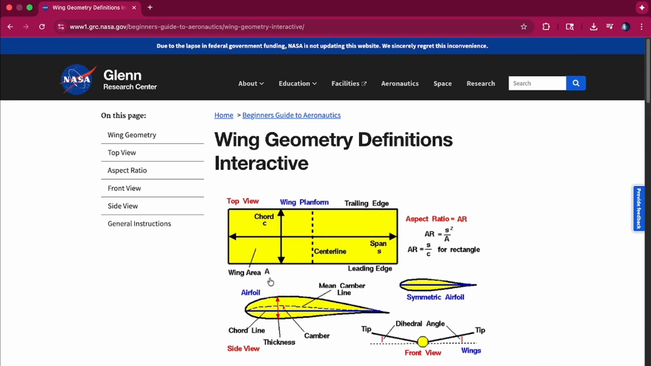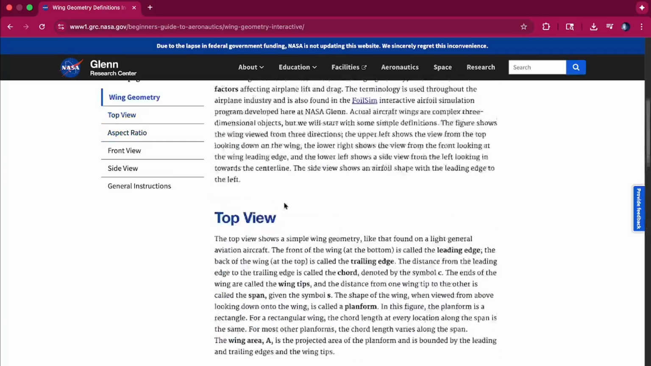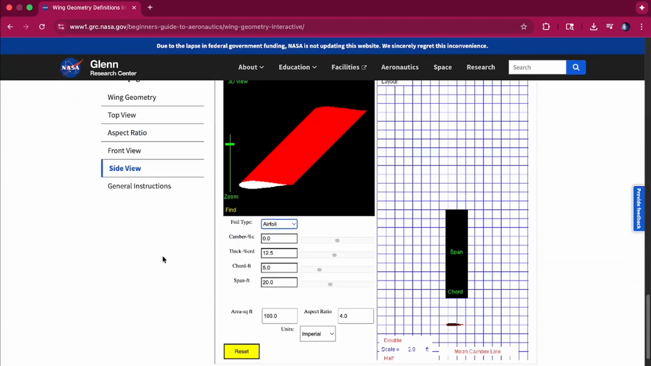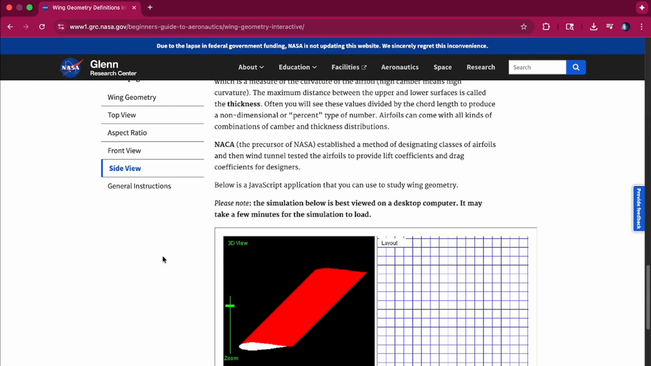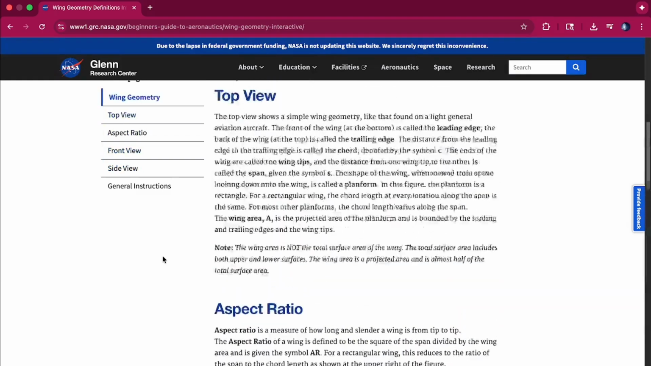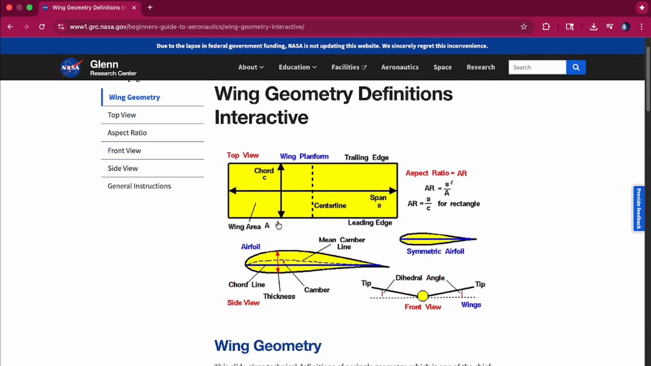This is just terminology, really, how wing geometry works. We have this wing planform. This is the distance of the chord, and this is the span, how big the wing is essentially. The center line is right here. The wing area is A. We have the trailing edge, top view, and the leading edge right there. Airfoil, this is what we talked about, and the angle of where the airfoil is located.